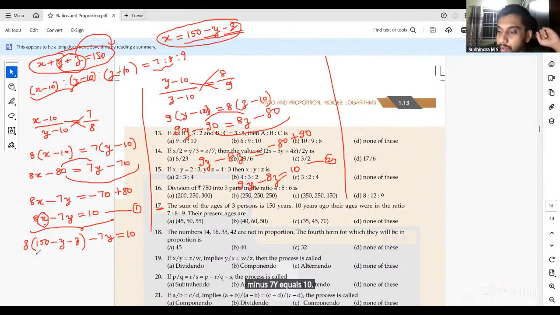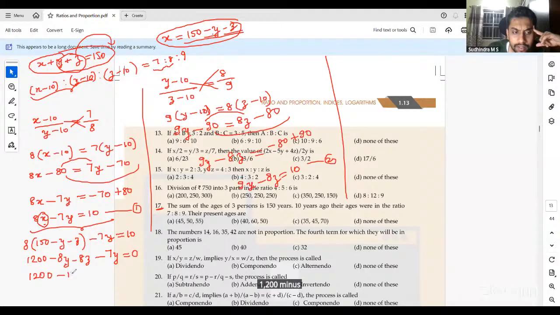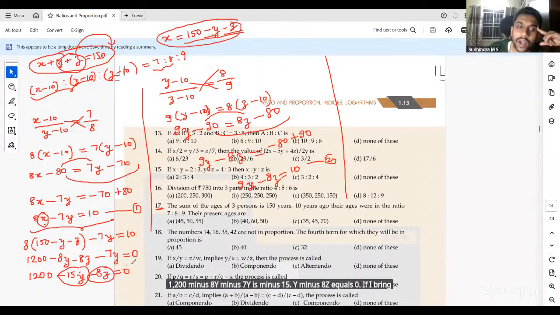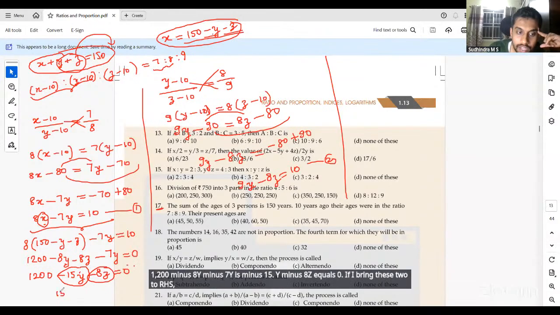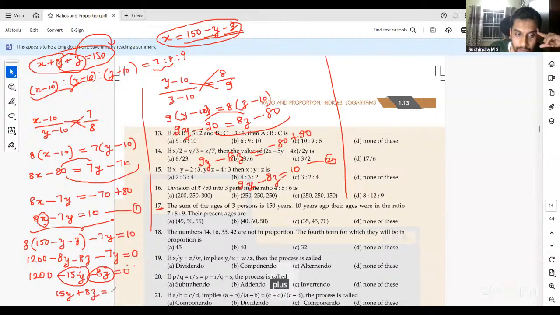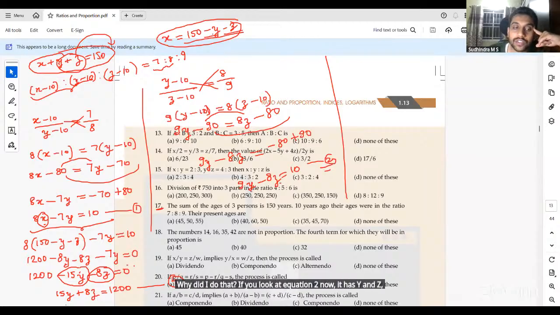8 into 150 is 1200. 1200 minus 8y minus 8z minus 7y equals 0. 1200 minus 8y minus 7y is minus 15y minus 8z equals 0. If I bring these to the RHS, I get 15y plus 8z equals 1200. I'll call this equation 4. Why did I do that? Equation 2 has y and z, and equation 4 also has y and z, so I can easily solve those two equations.